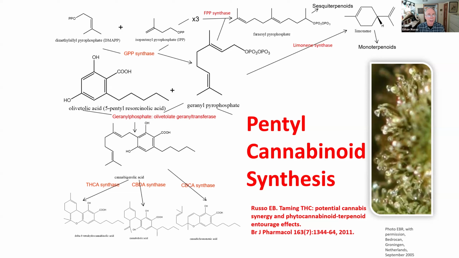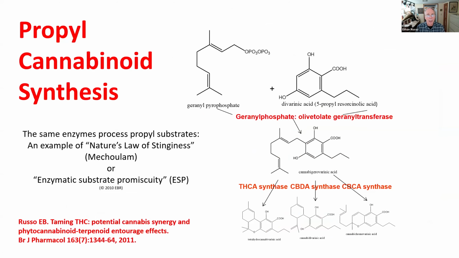However, the plant is versatile as its enzymes are as well. So the plant has the capability to use different substrates. So if the geranyl pyrophosphate combines with divarinic acid, it makes propyl cannabinoids. So we have 1, 2, 3 carbon side chains. So there's a whole series of these in the plant as well. And the enzymes that make them are the same as the ones for the pentyl cannabinoids.